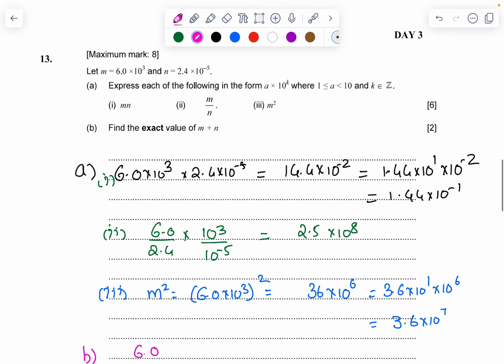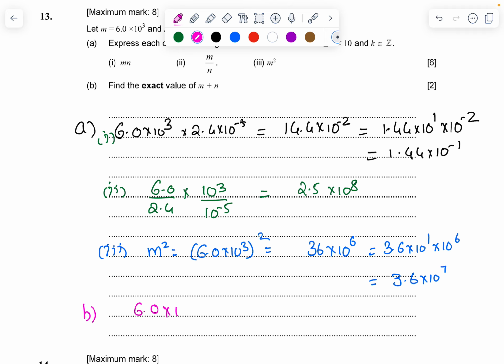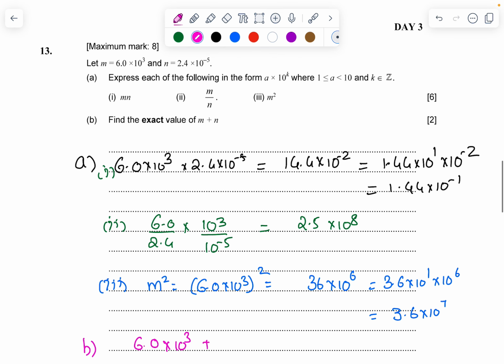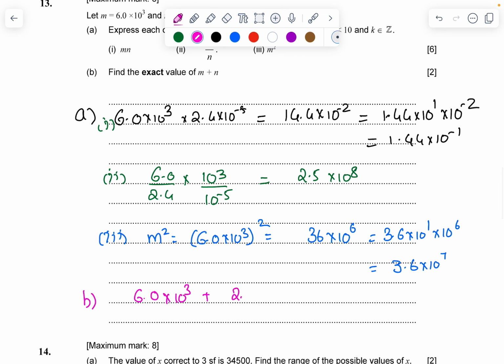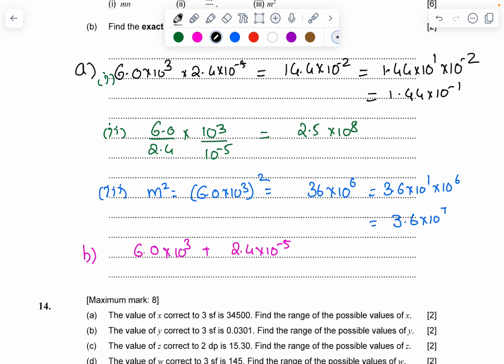6.0 times 10 to the power of 3 plus 2.4 times 10 to the power of -5. You may be having a calculator. If at all you don't have the calculator, how to use that one? What I can do is this becomes 6000 and this becomes 0.00024, which is going to be 6000.00024. That's going to be the answer.